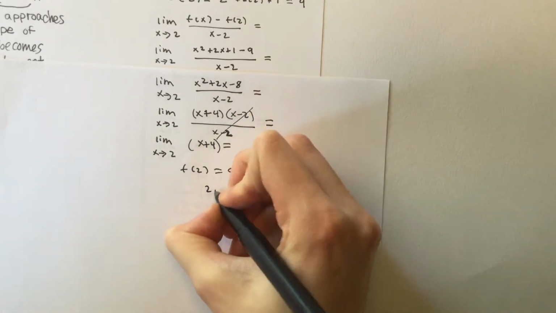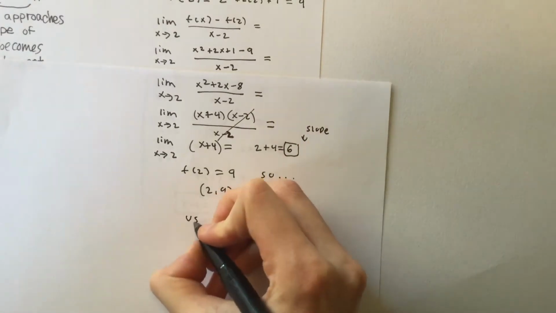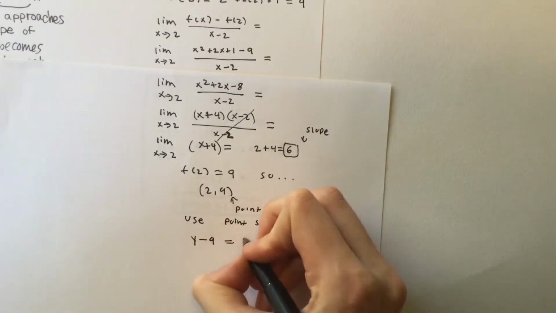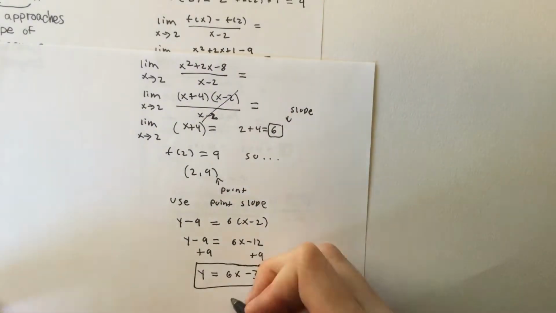Now we're given the point x equals 2. We plugged it into the equation, we got 9. So that's our point, and then we use point slope, so we get y minus 9 equals 6 times x minus 2. That's the equation of the tangent line.